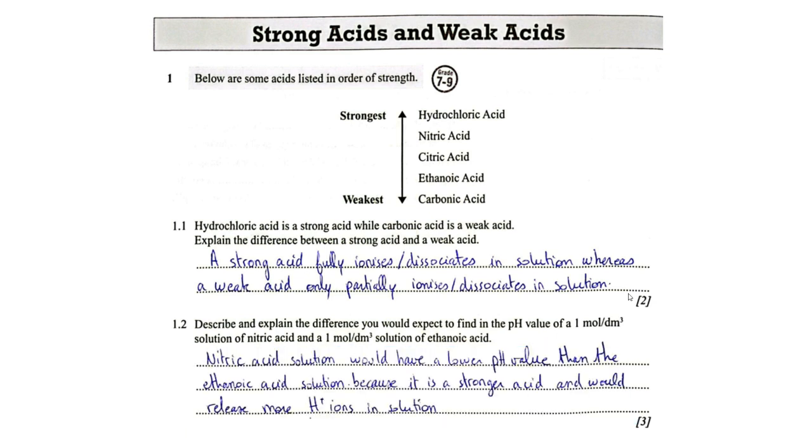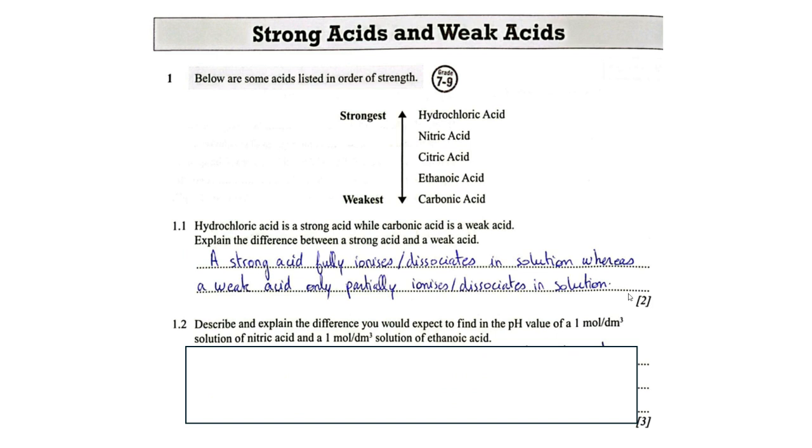That means that a strong acid is going to release all its H+ ions in solution, whereas a weak acid is only going to release some H+ ions. Describe and explain the difference you would expect to find in the pH value of a 1 mol/dm³ solution of nitric acid, which is a strong acid, and a 1 mol/dm³ solution of ethanoic acid, which is a weaker acid. The solution of nitric acid is going to be more acidic, so it's going to have a lower pH than the solution of ethanoic acid.